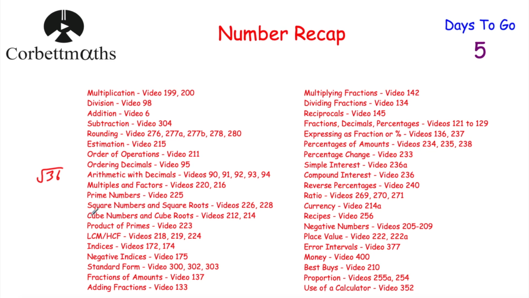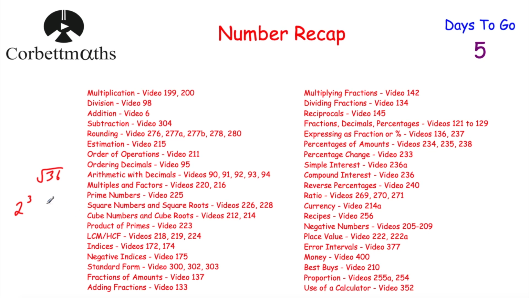Make sure you know how to cube numbers. Remember the little 3 above it, so for instance 2 with a little 3 above it would be 2 cubed, and that means 2 times 2 times 2, which is 8. And know your cube numbers: 1 cubed is 1, 2 cubed is 8, 3 cubed is 27, 4 cubed is 64, 5 cubed is 125.